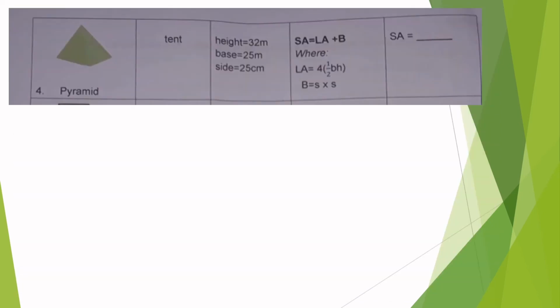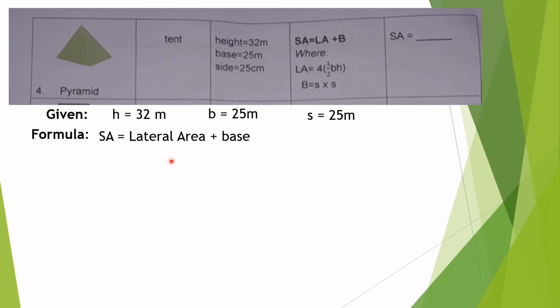Number 4, we have pyramid. A pyramid is like a tent. So for the given, we have here height, which is 32 meter, base, which is 25 meter, and for the side, we have 25 meter. And for our formula, we have SA is equal to the lateral area plus the base. And for our lateral area, we have 4 times 1/2 base times height plus the base, which is S squared.